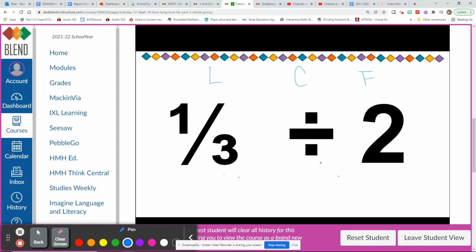All right, welcome back. So leave, change, flip. We're going to leave the first fraction alone. We're going to change the division sign to a multiplication sign. And remember, if this right now looks like 2/1, when we flip it, it's going to be 1/2. So 1/3 times 1/2 is the same thing as 1/3 divided into two pieces. So 1 times 1, top times top, is 1. Bottom times bottom is 6. So 1/3 divided into two pieces will give you 1/6 sized pieces.